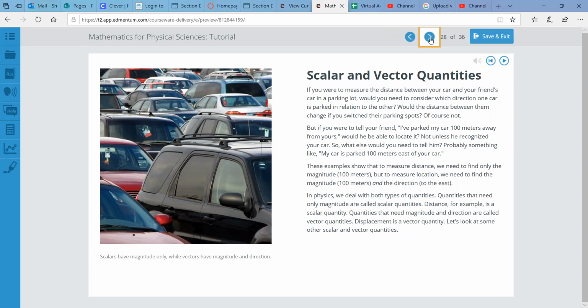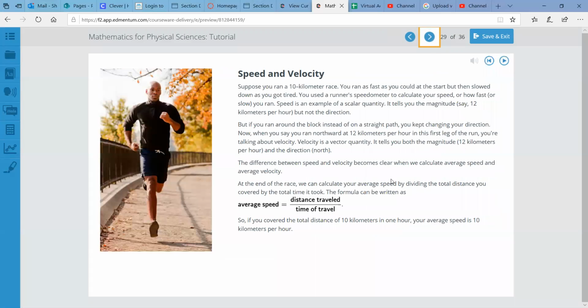However, vectors contain a direction. If you have magnitude and direction, that is a vector. Scalar is just magnitude. It does not give you a direction. And we'll look at some of this. Speed and velocity.